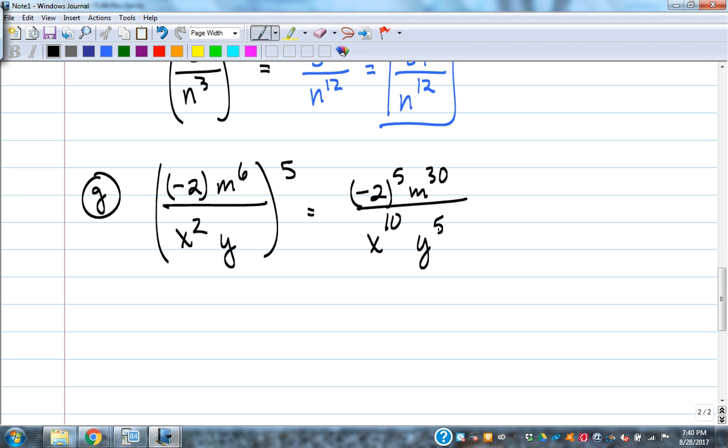good job. Notice that I wrote the negative 2 in parentheses still. That's important because if I'm going to evaluate that, if it were an even exponent, it'd be more important, but it's an odd exponent, so it really is going to give me a negative answer anyway. Negative 2 to the 5th power, 2 times 2 is 4, times another 2 is 8, times another 2 is 16, times another 2 is 32. And then m to the 30, x to the 10, y to the 5th.